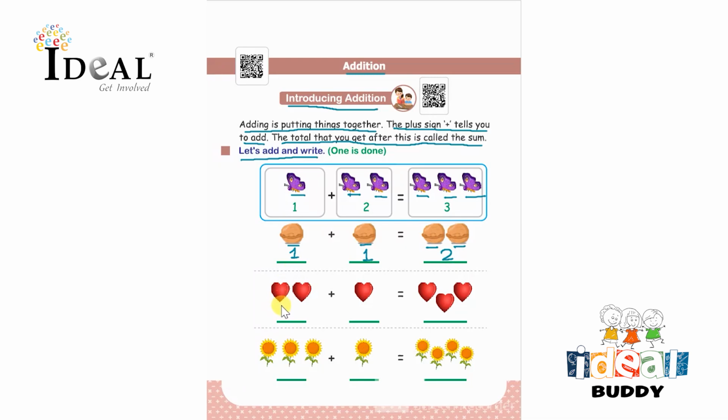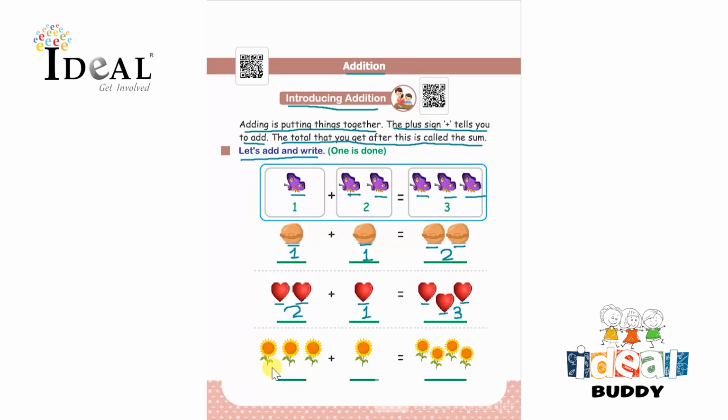After that over here there are two hearts. 1, 2. So they have to write 2 here. After that it's 1 here. And then 1, 2, 3 hearts. So the child will be writing 3 over here. So you have to emphasize that when the things are put together or when we add up the things, we get the total number which is known as the sum.